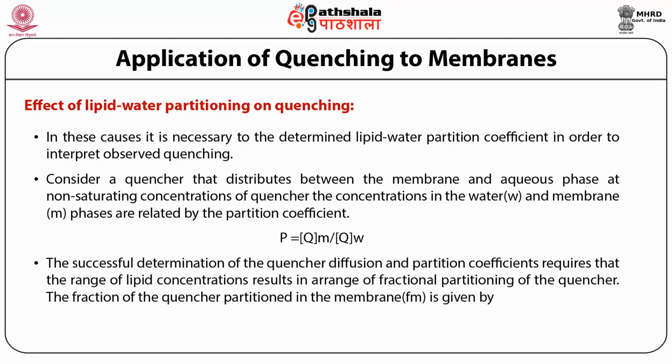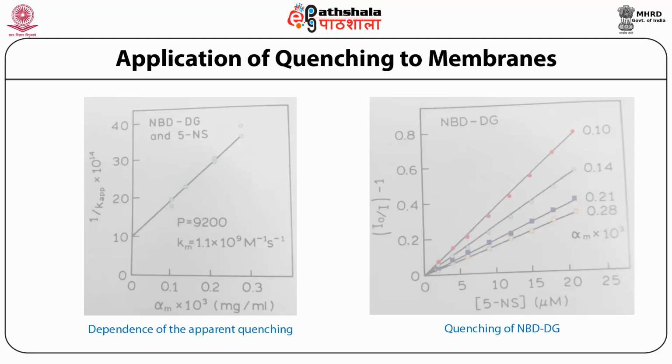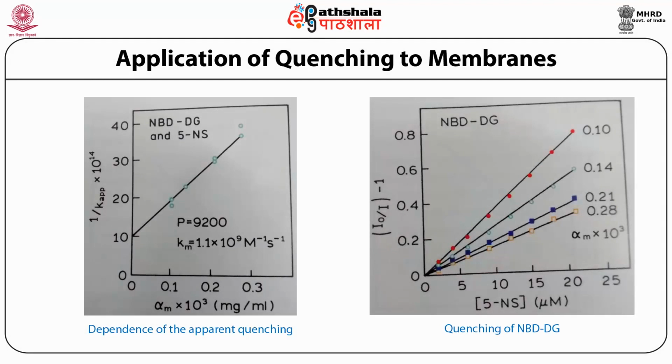The successful determination of quencher diffusion and partition coefficient requires that the range of lipid concentration results in a range of fractional partitioning of the quencher. The fraction of the quencher partitioned in the membrane is given by the equation Fm equals P prime M over P prime M plus 1 minus prime M. This slide shows you the dependence of the NBD quenching on the partitioning of the NBD between membrane and water.